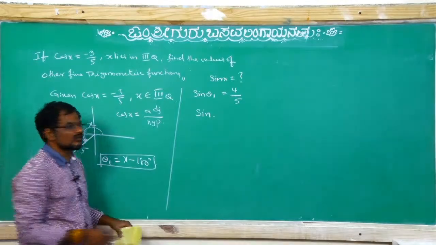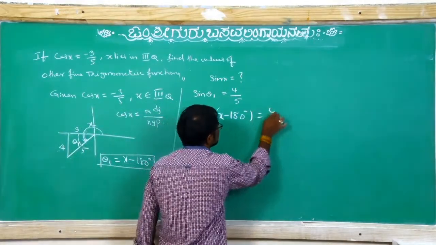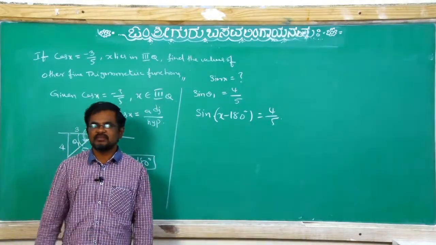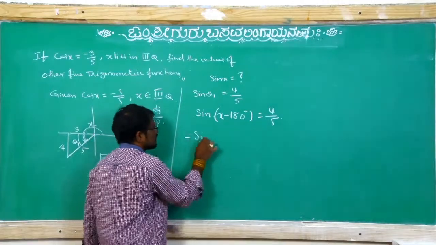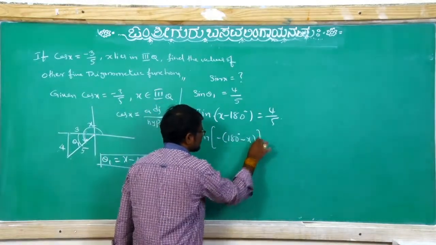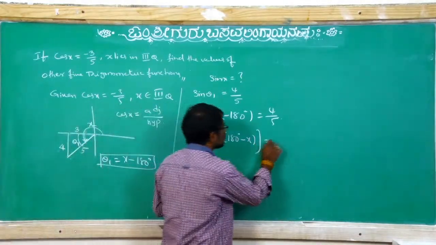X minus 180. Now you have to replace. Then you will get x. That is the concept. 4 by 5. But 180 minus x is there, so we can simplify by the allied angles. That's why from this one, minus you take common. Sine of minus, if you take common, you will get 180 minus x, no? Right? So that is equal to 4 by 5.